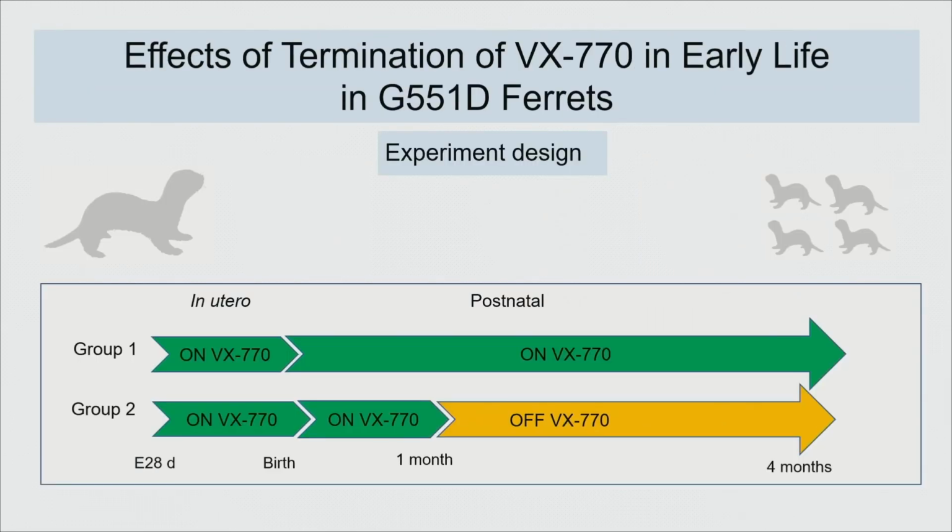This is the experiment design. We still use the CFTR-responsive ferret model, the G551D ferret. Before birth we give in utero treatment to rescue the developmental disease, and after birth we divide the ferrets into two groups. One group is on VX-770 for the whole life, and the other group is maintained for about 1 month, then VX-770 is removed as the discontinued group. We want to check what the effect is after stopping VX-770.